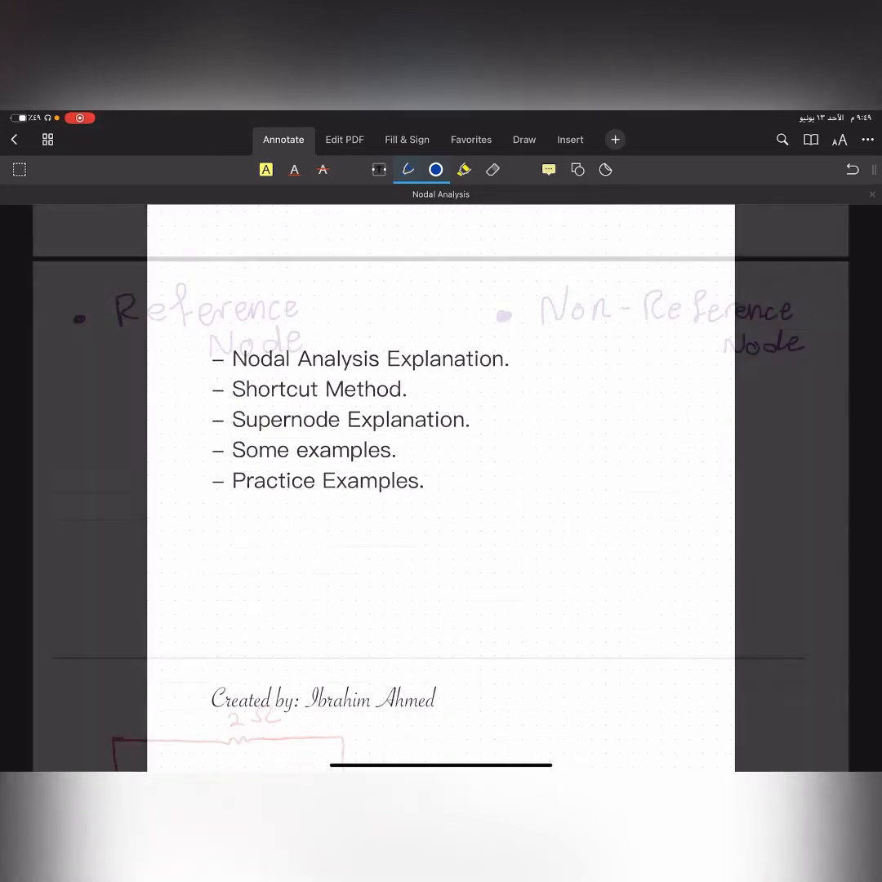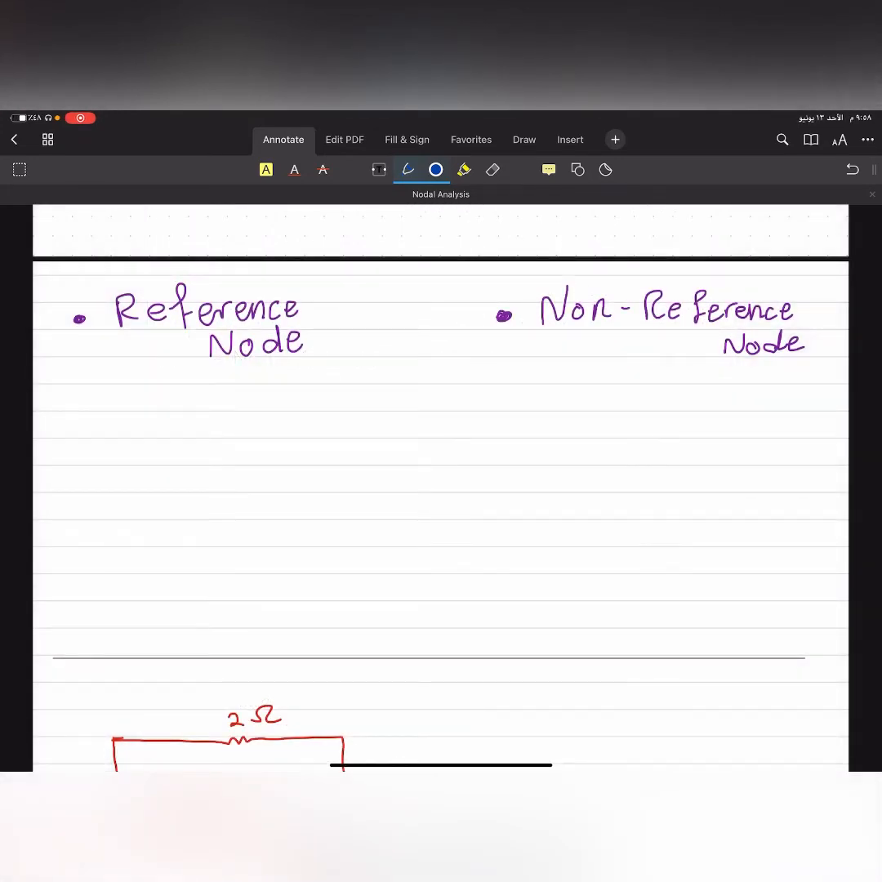Okay, let's start. Before we start solving nodal analysis problems, we have to understand what kind of nodes we have. We have two kinds of nodes. First, we have a reference node and we have a non-reference node. The reference node is also known as the ground, and we most commonly refer to the ground with this symbol. And the ground is the node that has the most branches.